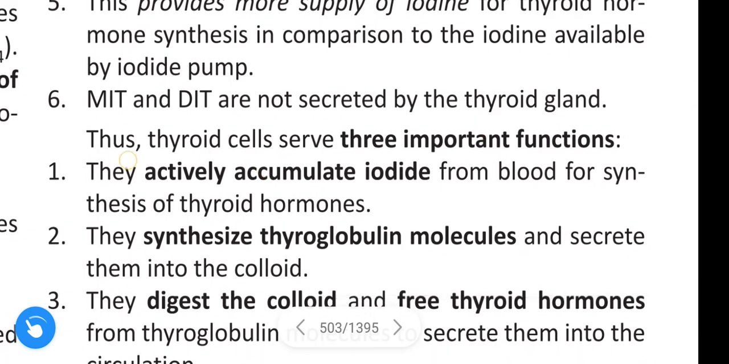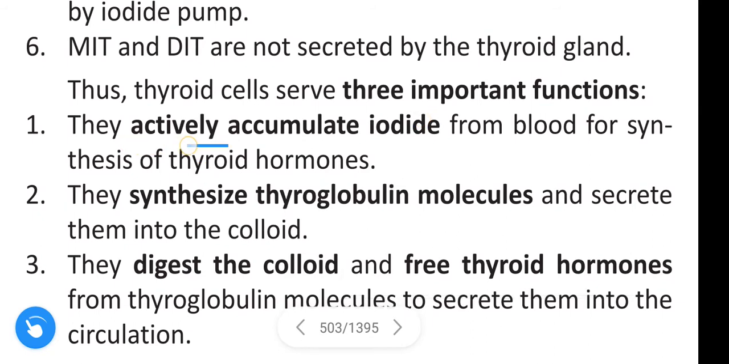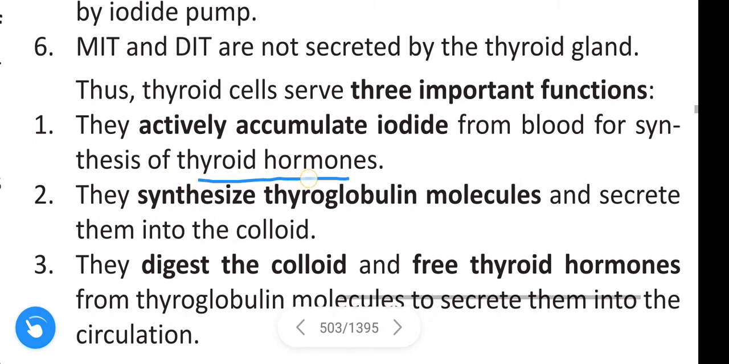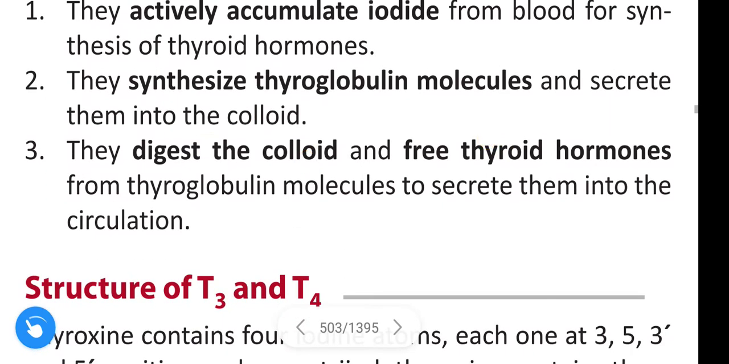Thus, thyroid cells serve three important functions. They actively accumulate iodide from blood for synthesis of thyroid hormones. They synthesize thyroglobulin molecules and secrete them into the colloid. They digest the colloid and free thyroid hormones from the thyroglobulin molecule to secrete them into the circulation.